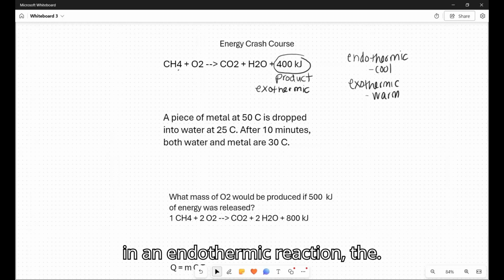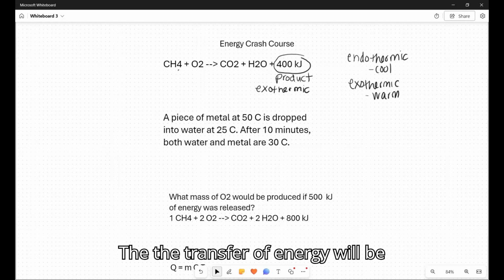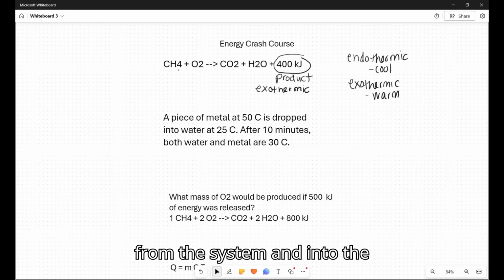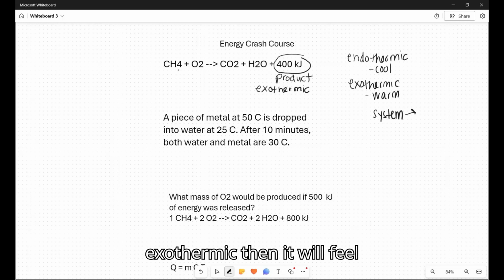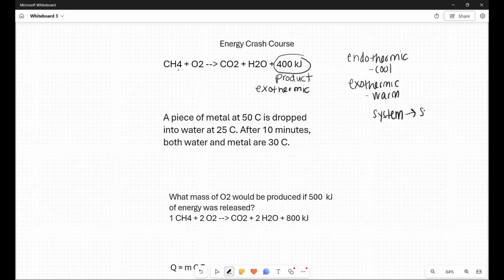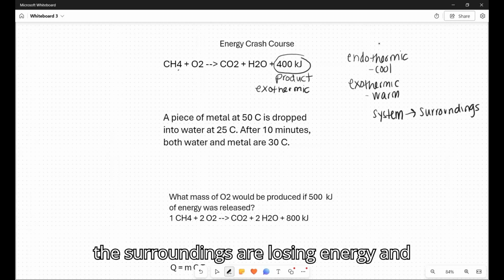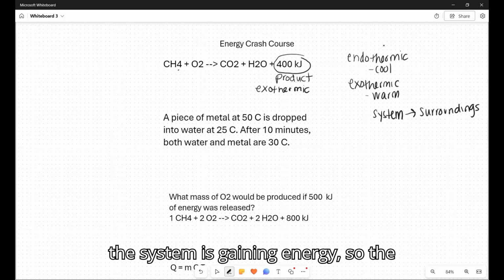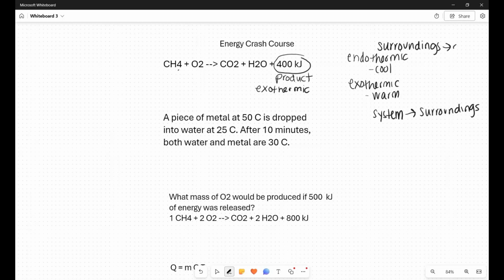So also, in an exothermic reaction, the transfer of energy will be from the system and into the surroundings. That's why it will feel warm to the touch, because if you're touching a test tube that is exothermic, then it will feel warm or hot. In an endothermic reaction, the surroundings are losing energy and the system is gaining energy. So the heat transfer is from the surroundings and into the system.